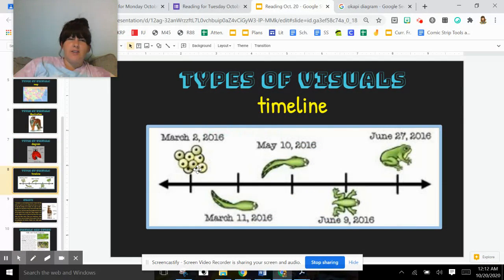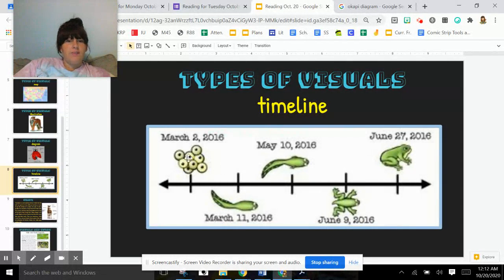Next we have a timeline. Again, you don't see this one too often. Usually timelines are found in books about famous people or people that did a really good thing in history, like Martin Luther King Jr., Abraham Lincoln, George Washington. You'll see timelines of their life, but this just happens to be a timeline of a frog's life cycle.